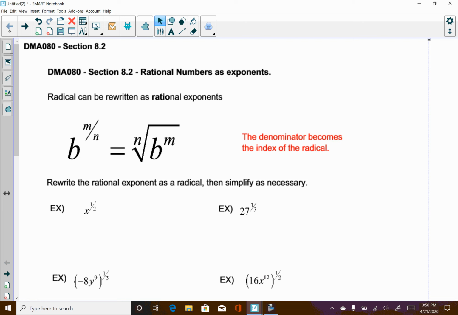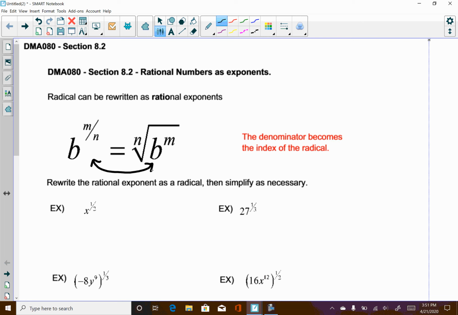The first property that you see up here at the top, a radical can be written as rational exponents, is actually one of the properties that I used in the previous video for simplifying your radical expressions. So you have b to the m over n, that's equal to the nth root of b to the m power. So you might recall in the last video, I actually went more this way. I said, okay, well, b to the m over n. So you can go both ways, okay?